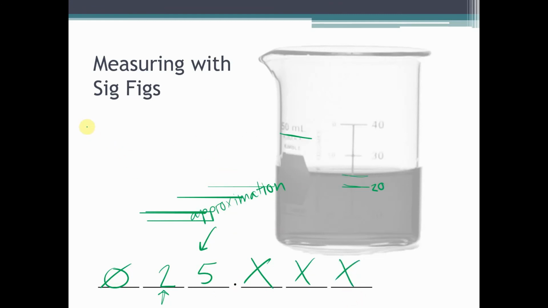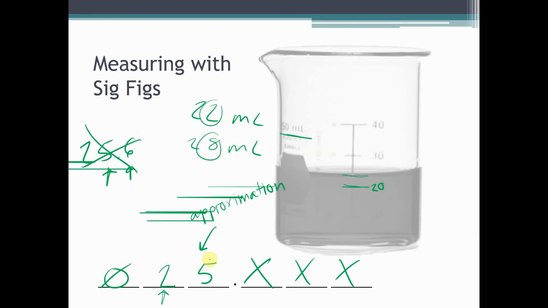We cannot say that I think there are 25.6 milliliters in here. We cannot do that because this was already a guess, so we can't guess again. Can't call it that. Best we can do is 25. Or you could say 22 milliliters or you could say 28 milliliters. That last digit in the ones place is really up to you. It's what your eye thinks is there. It's an approximation. So I'm going to say for my purposes that this is 25 milliliters in this beaker.